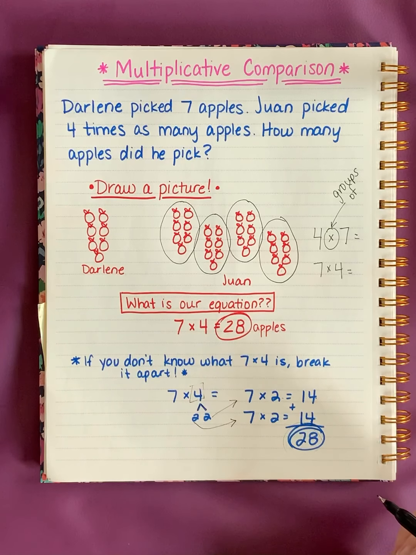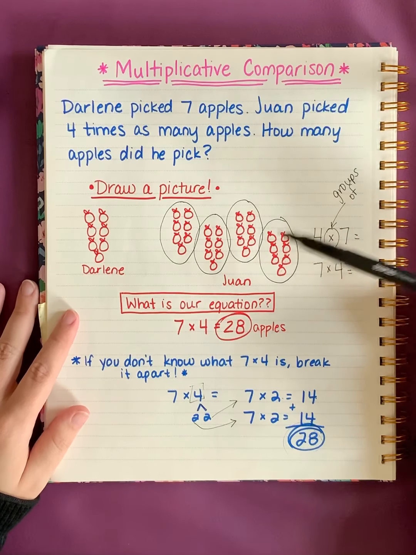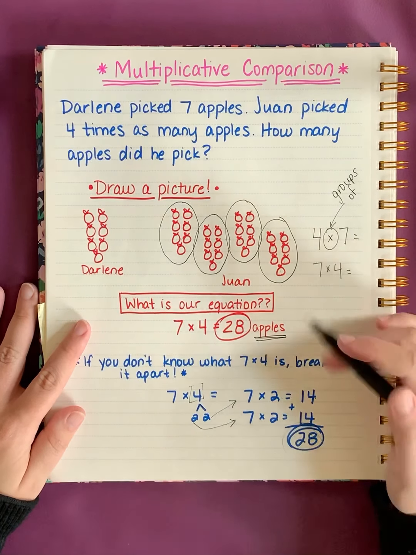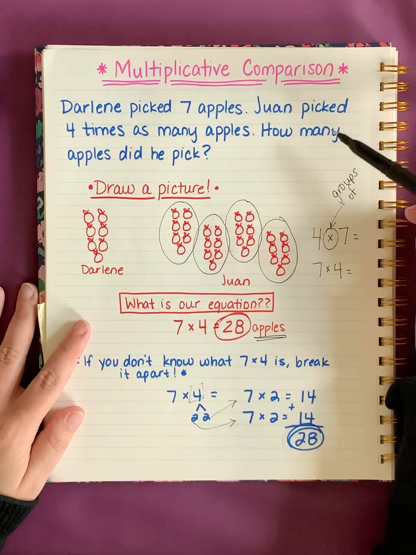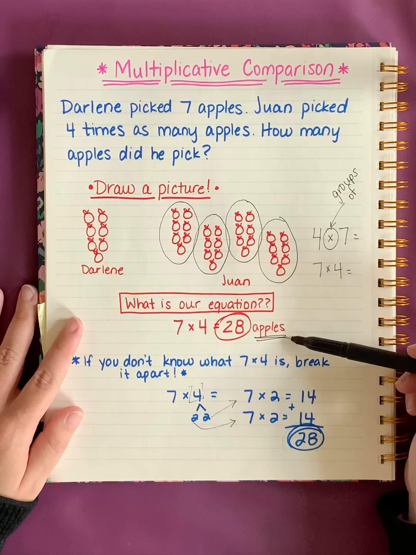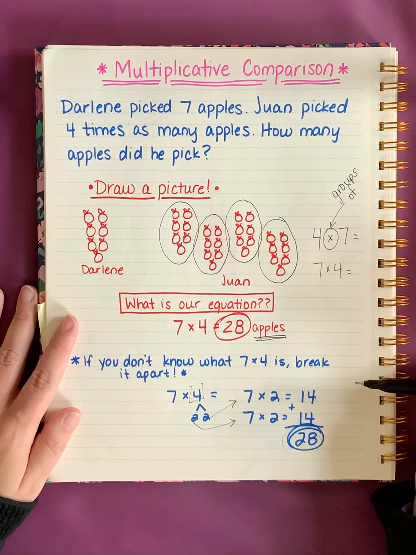Now, one of the things that I always tell my students when solving these multiplicative comparison problems is that you have to label your answer. Okay, it's not just 28, but it's asking how many apples did he pick. So he picked 28 apples. So make sure that you have that label on your answer as well.